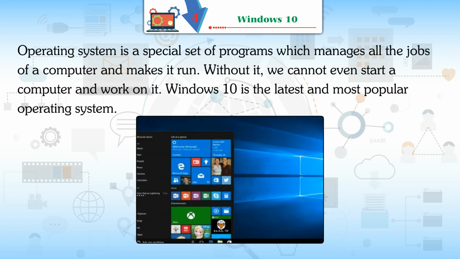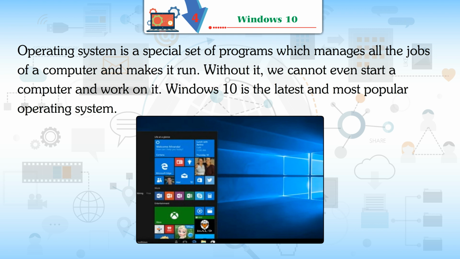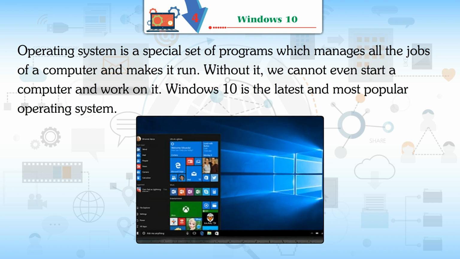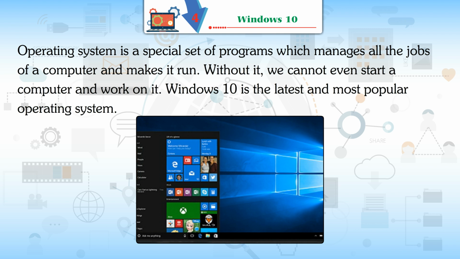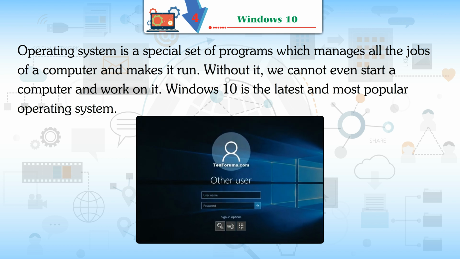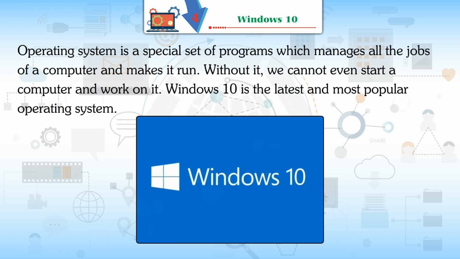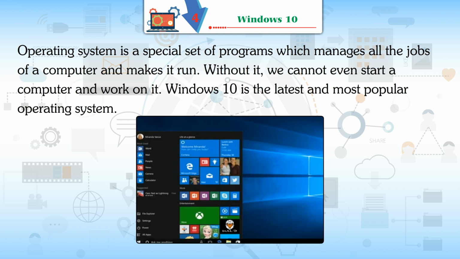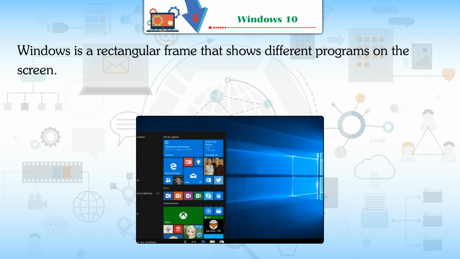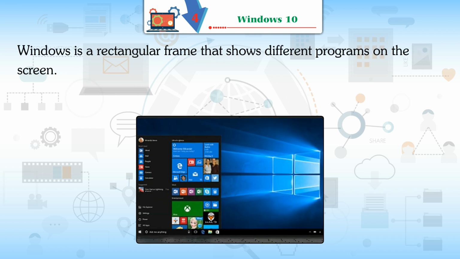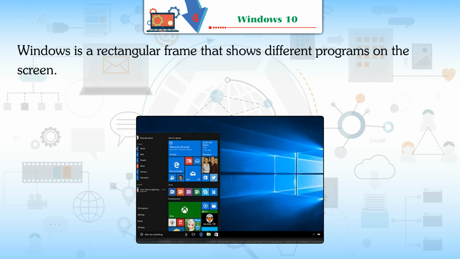An operating system is a special set of programs which manages all the jobs of a computer and makes it run. Without it, we cannot even start a computer and work on it. Windows 10 is the latest and most popular operating system. A window is a rectangular frame that shows different programs on the screen.